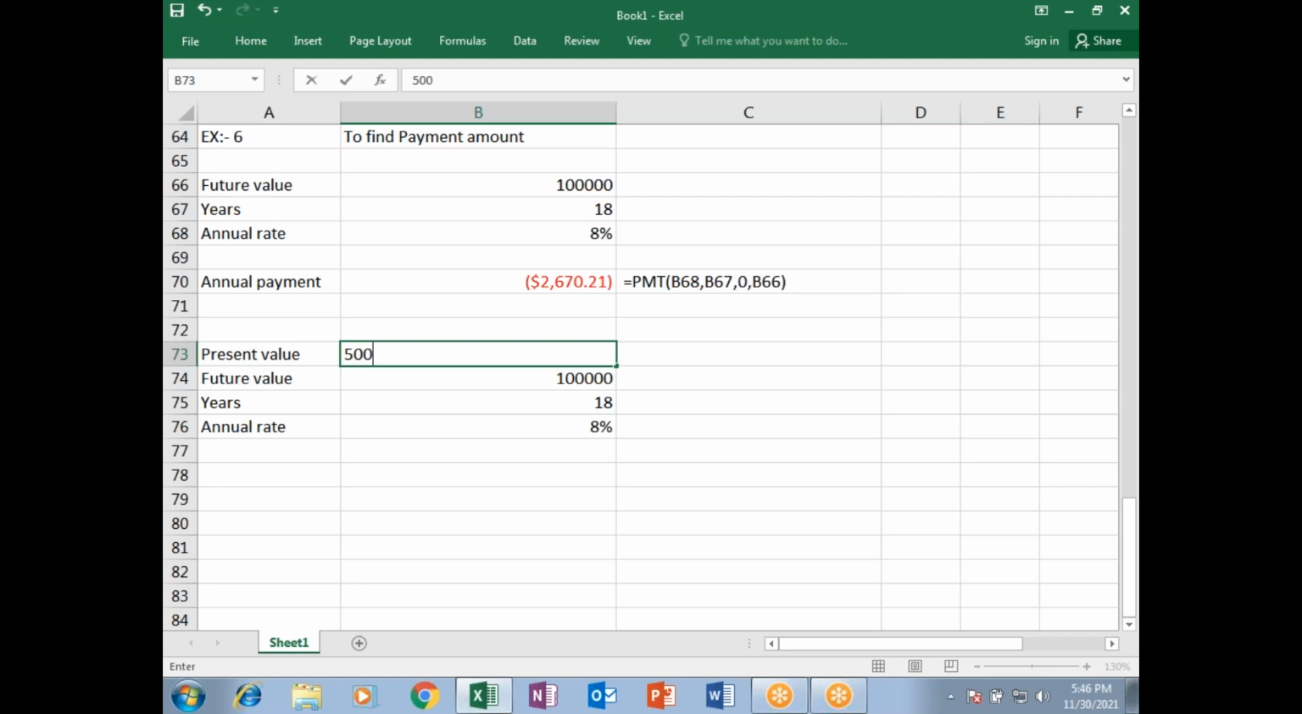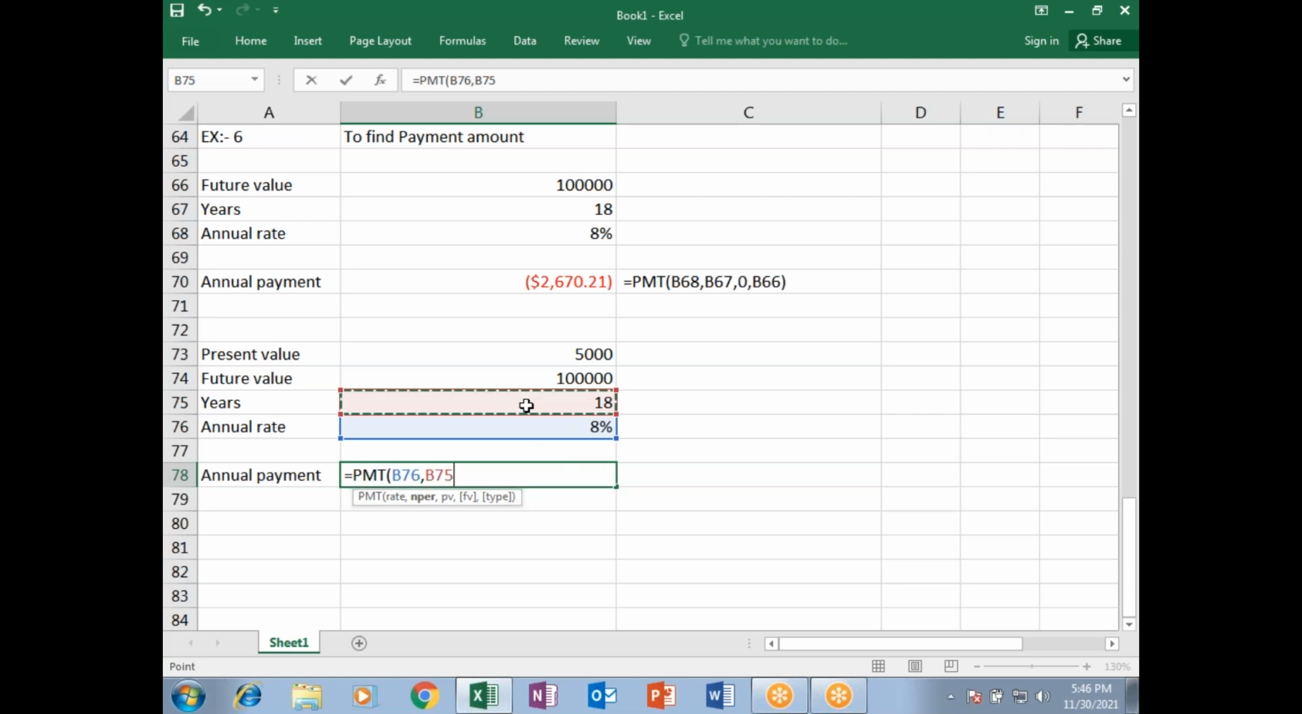Present value, think that I'll give 5,000. So here I'll have to find out the new rate. So equals RATE, N per, payment, present value first, then future value. In the previous one we gave the argument as 0, but here we are giving the present value because we have the present value which we entered, 5,000.